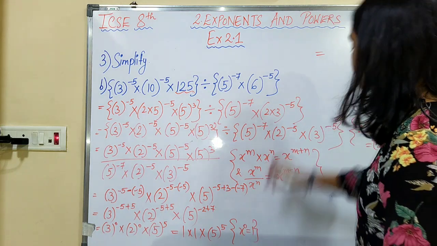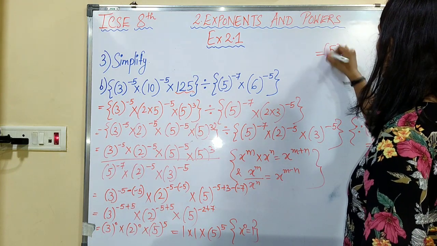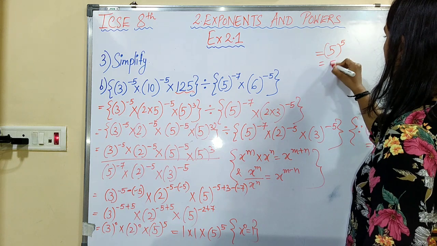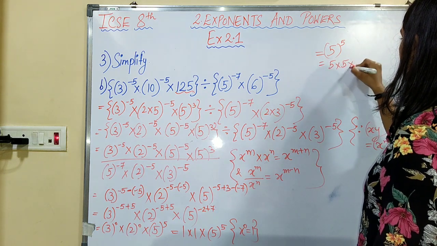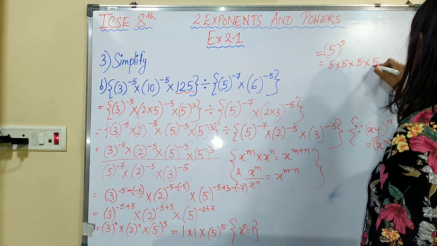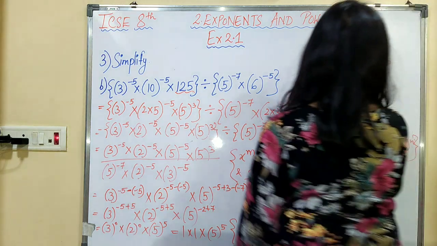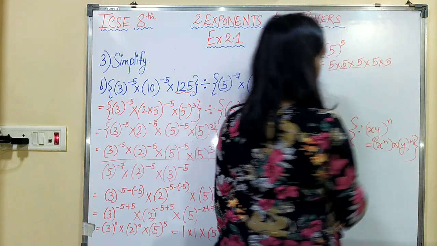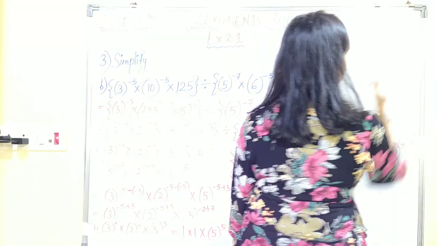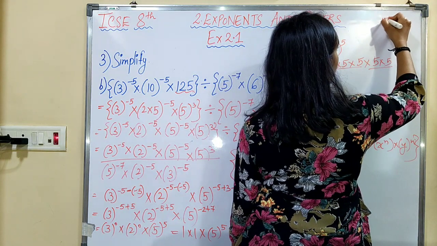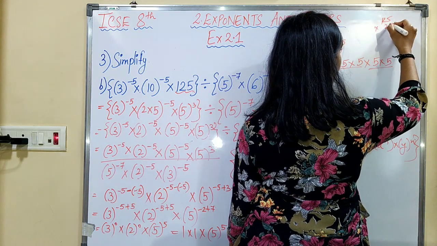So you will get 5 ka cube. So 5 ka cube means 5 multiplied by 5 multiplied by 5 multiplied by 5 multiplied by 5. Okay, 5 5s are 25, 25 5s are 125 and 5 5s is 25. So 125 multiplied by 25.